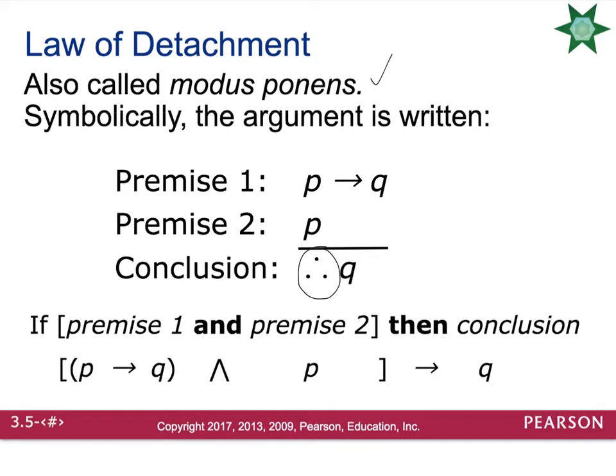So an example could be: if you are rich, then you have money. You are rich, therefore you have money.